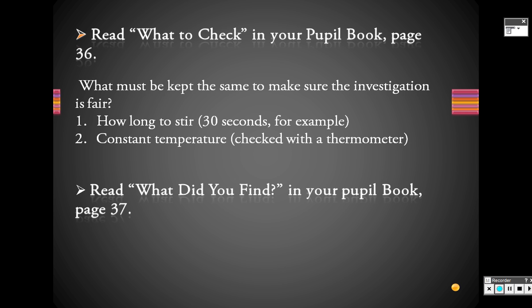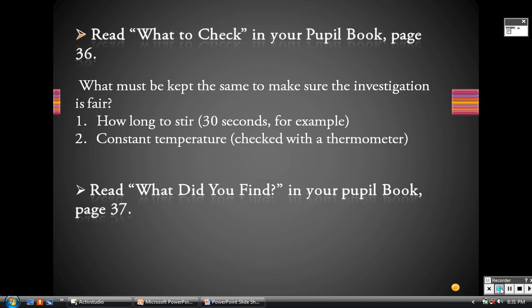Now I'd like you to read what to check in your pupil book, page 36. You can pause this recording while you're reading. What must be kept the same to make sure that the investigation is fair? First, how long to stir? We have to keep it constant. A 30-second constant, for example. Second, we have to keep the temperature constant. And this is done by frequently checking with a thermometer.